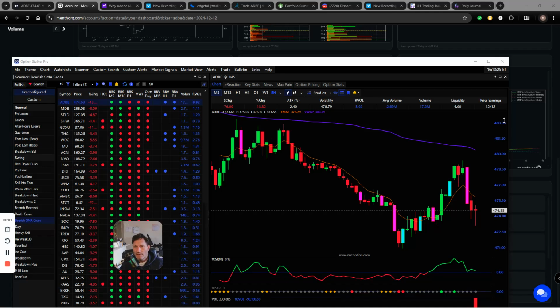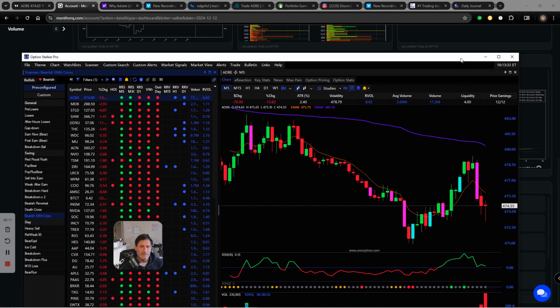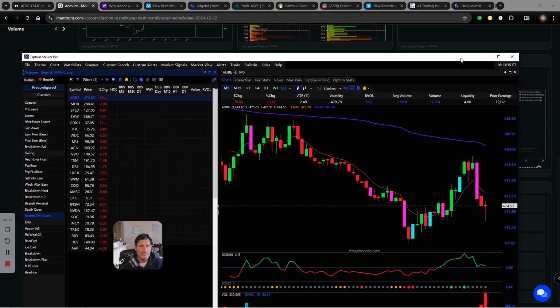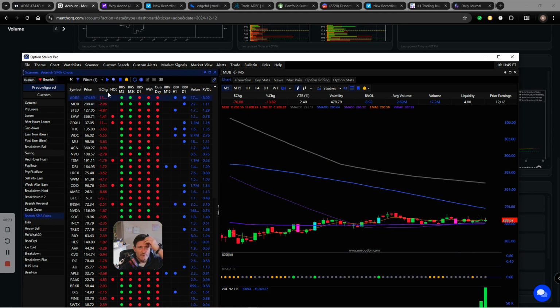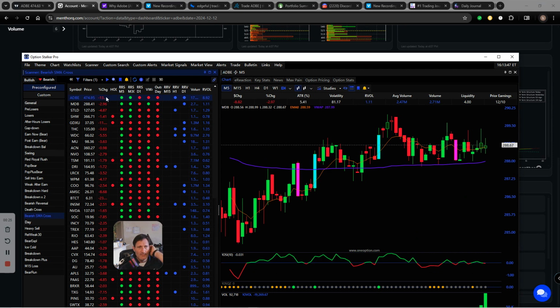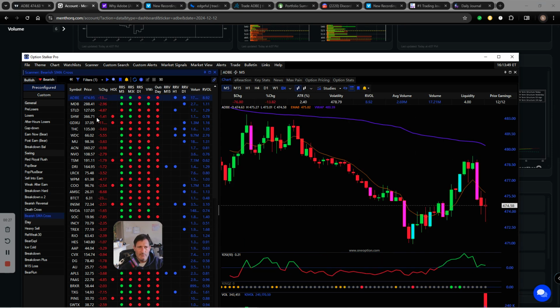Okay, quick review on today's trading, what I was thinking with Adobe, and what I learned, takeaways today. Just experimenting with this option screener here, and Adobe popped up as a big bearish screen on the screener here.